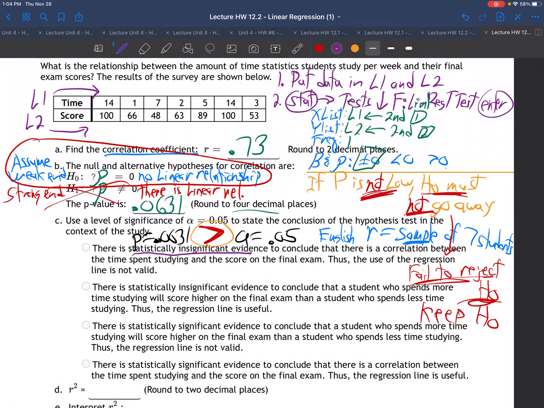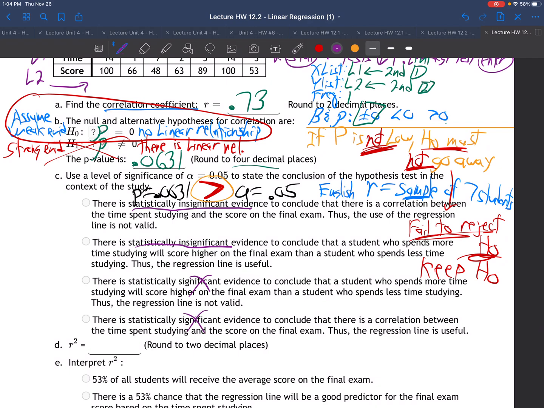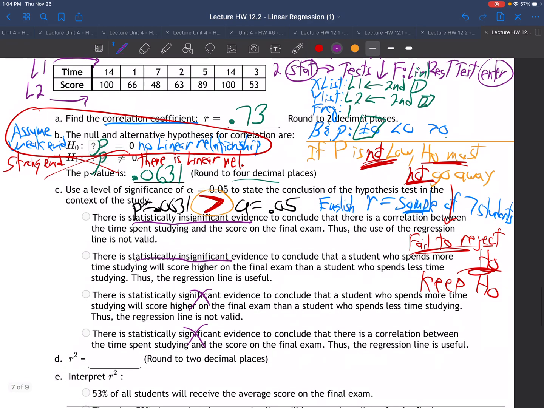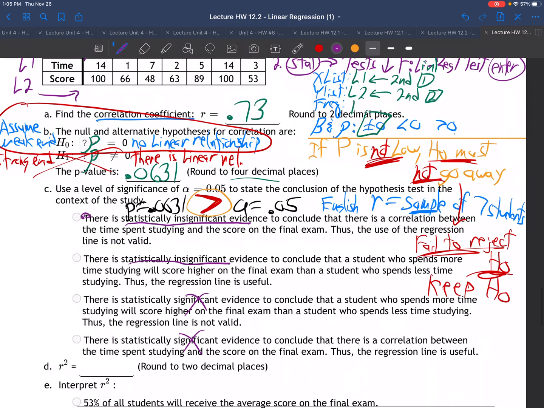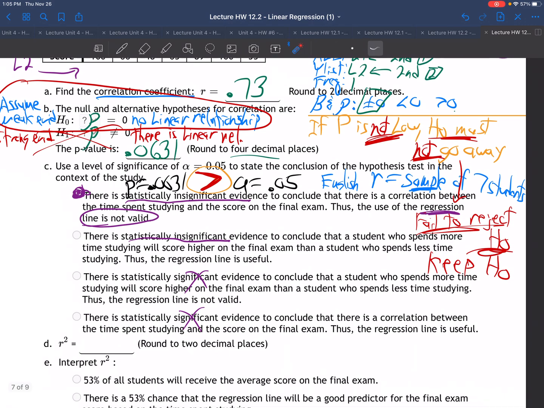All right, let's go through the possible answers here. Statistically insignificant. Yeah, that's right. Too weak, insignificant, that's right. Too weak, significant? No. So it's one of those first two. Which one is it? To conclude, there is statistically insignificant evidence to conclude that there is a correlation between the time spent studying and the score in the final. Thus, the use of the regression line is not valid. Right. That's it. Regression line not valid. What's the other one say? Thus, the regression line is useful? No, that's the whole point.